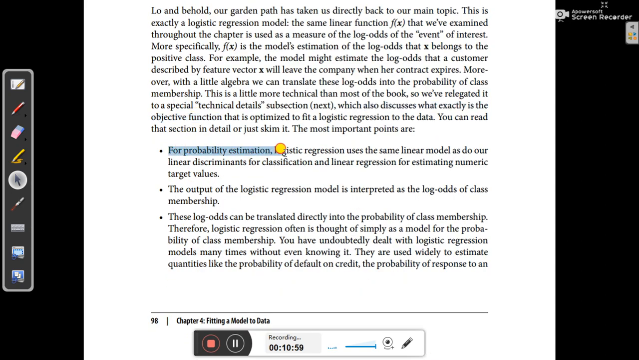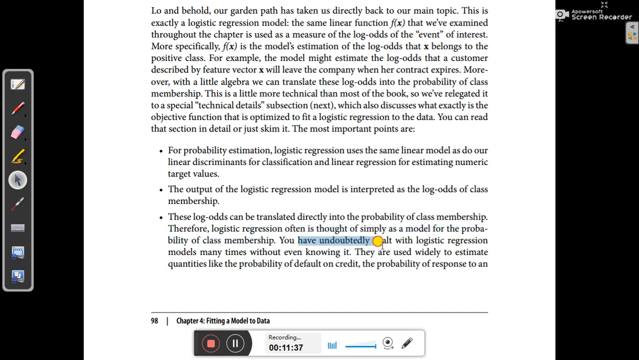For probability estimation, logistic regression uses the same linear model as do our linear discriminants for classification and linear regression for estimating numeric target values. The output of the logistic regression model is interpreted as the log odds of class membership. So here we can understand that logistic regression is nothing but the log odds of an event, or you can say log odds of a class membership. These log odds can be translated directly into probability of class membership. Therefore, logistic regression often is thought of simply as a model of probability of class membership.